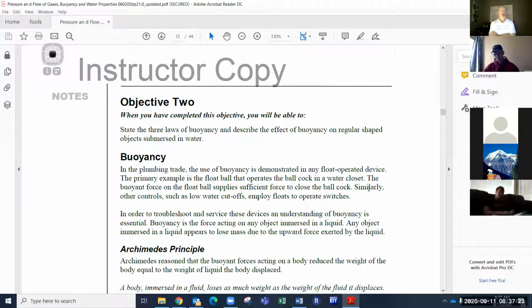So we're going to talk about the 3 laws of buoyancy and describe the effects of buoyancy on regular shaped objects submersed in water or submersed in a fluid. But the first thing we're going to do is watch a short video.